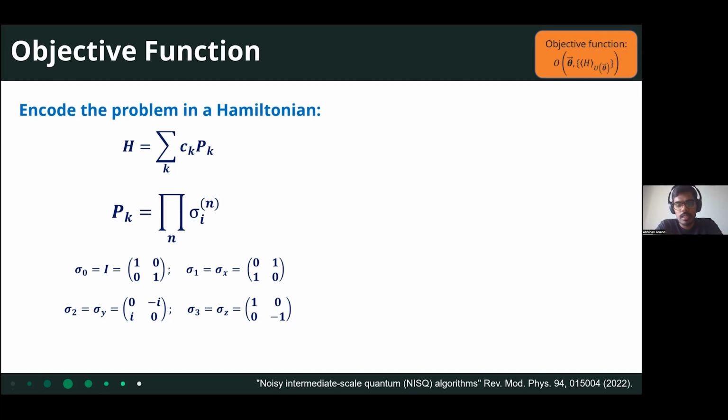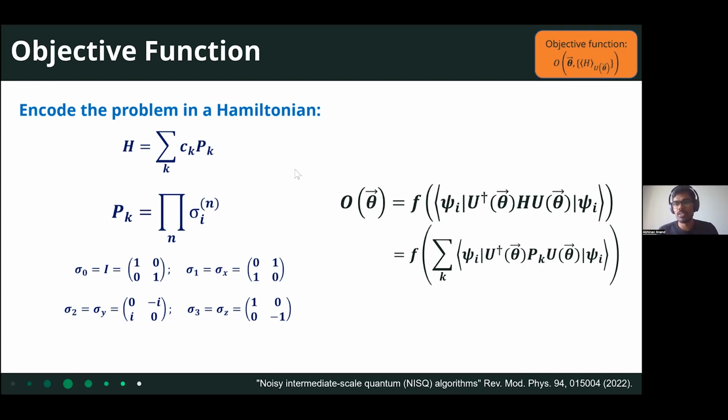But it's basically a linear combination of different Pauli strings, and a Pauli string is nothing but a tensor product of these Pauli matrices, these four Pauli matrices, where I have included the identity as the fourth one. So if you can encode your problem in the Hamiltonian and write the Hamiltonian, then you can write your objective function using some function of, let's say, your Hamiltonian and the circuit that I showed, and this becomes your objective function.